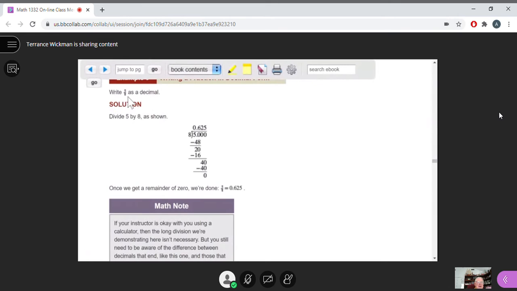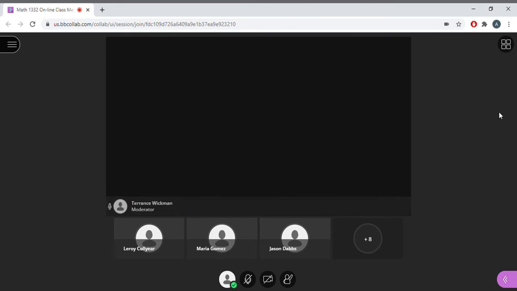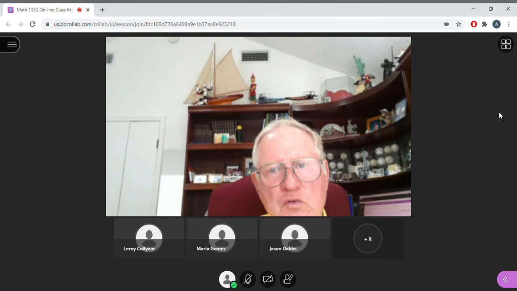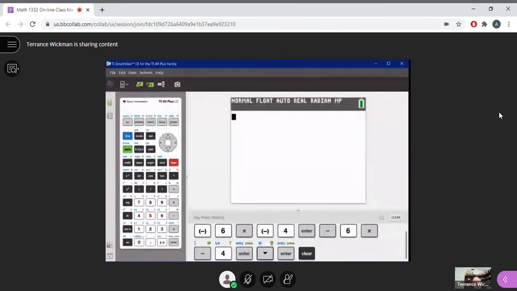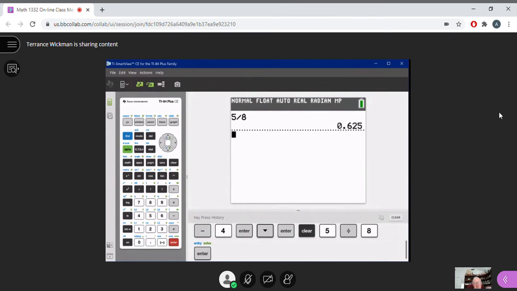So we want to write 5/8 as a decimal. Yes, you take 5 and divide it by 8. Now look, here's how I would do it. 5 divided by 8. Of course I'm going to go here. 5 divided by 8. Enter. There's my decimal, 0.625.